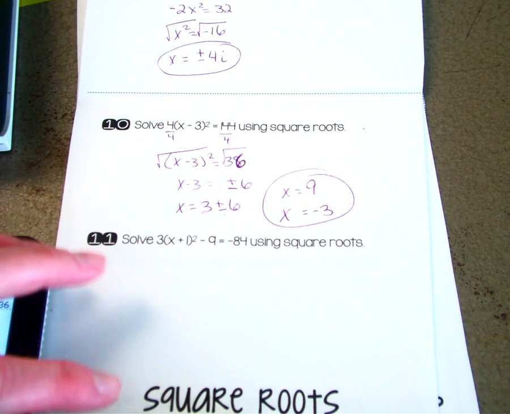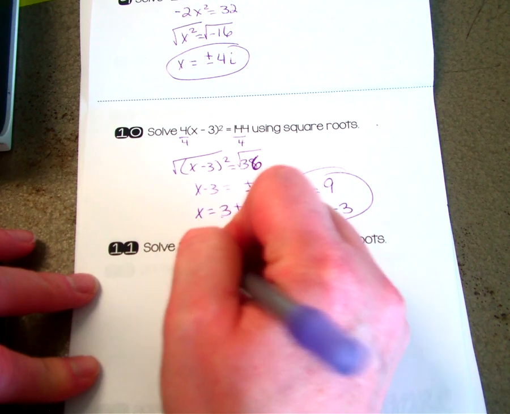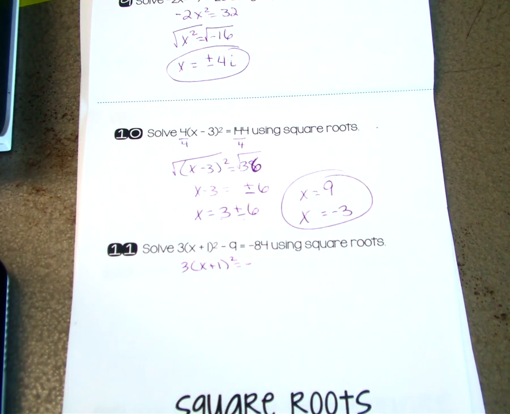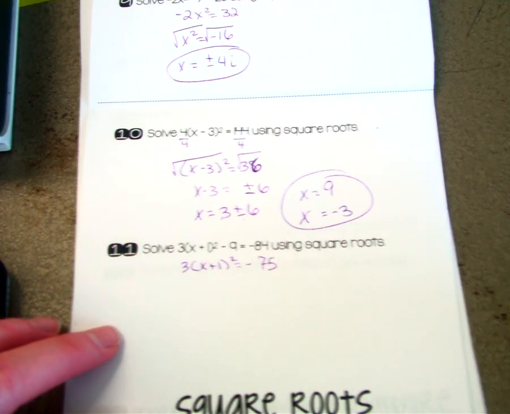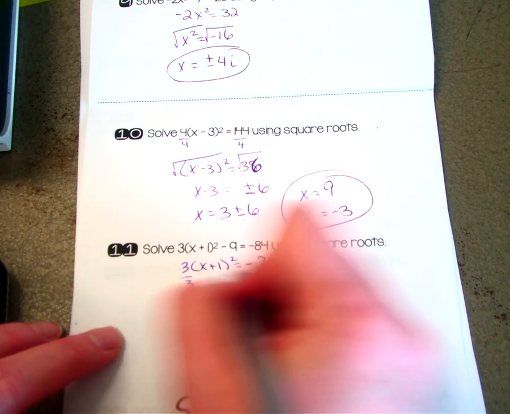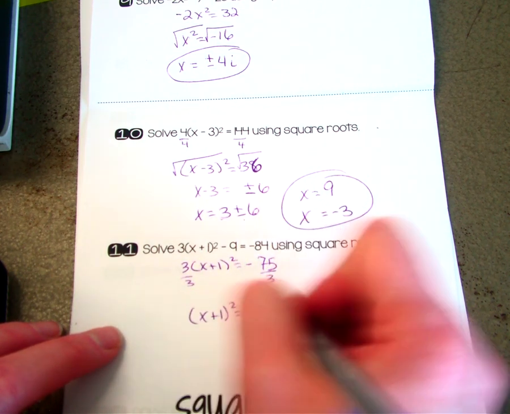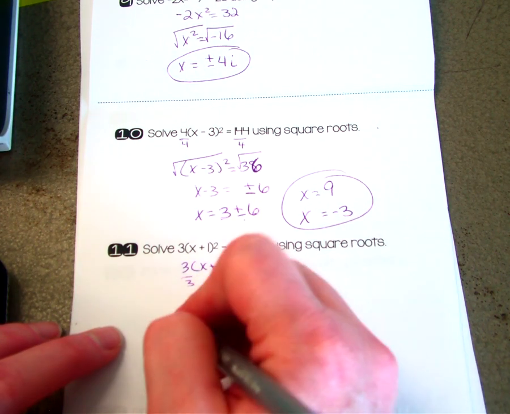So same thing with number 11 here. So we'll add our 9 over first. That's going to give me a negative 75. I'm doubting myself now because I struggled with the 144 divided by 4. So divide by 3, and we got negative 25. So we're going to have an i in our answer again.